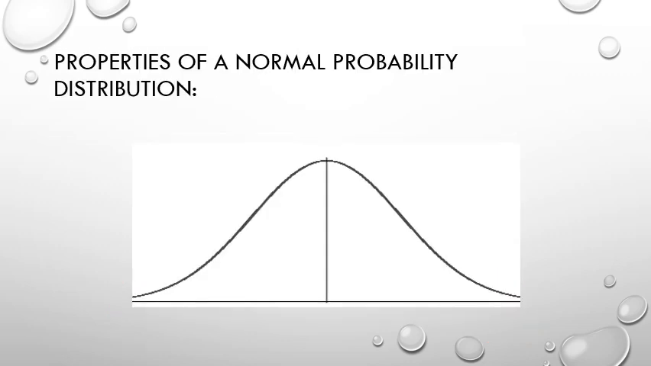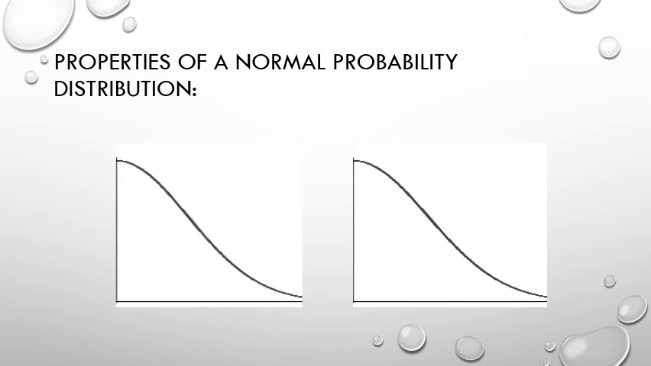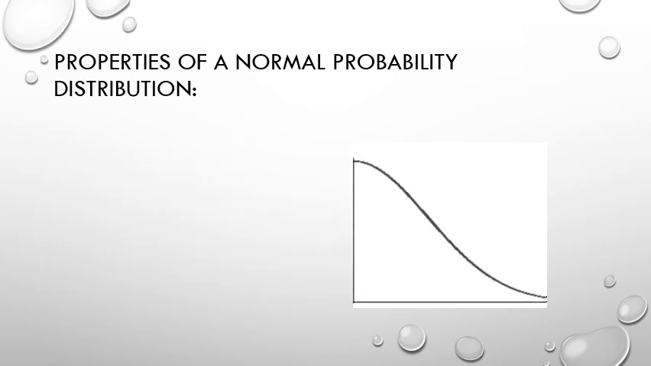Then, the graph is symmetrical about the mean. So, that vertical line there is the mean, and that is called the line of symmetry. So, for example, we cut the graph in the middle, then we fold it over to the other side. See? They are the same size.